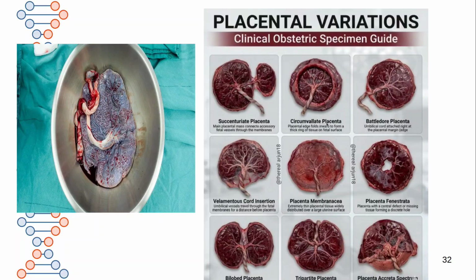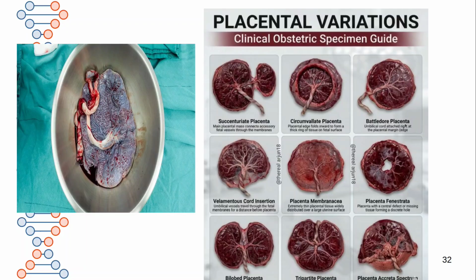Another one is circumvallate placenta. The placental edge folds inward to form a thick ring of tissue on the fetal surface. If you observe, the fetal surface should be completely covered and attached to the cord. But here, the placental edge folds inward like this. This is called circumvallate placenta.